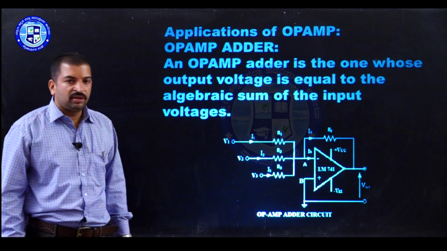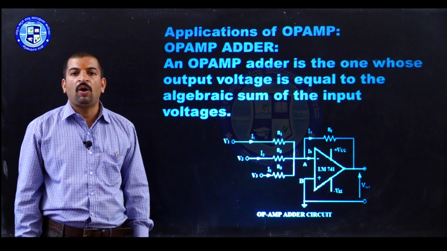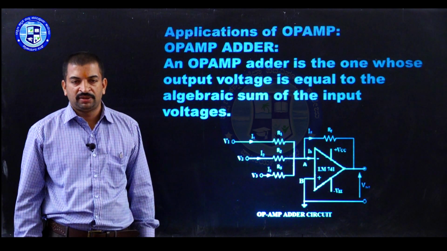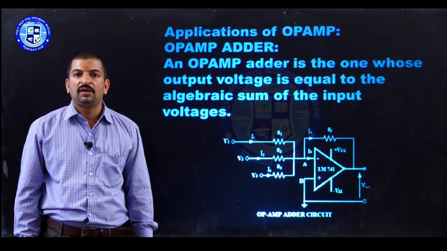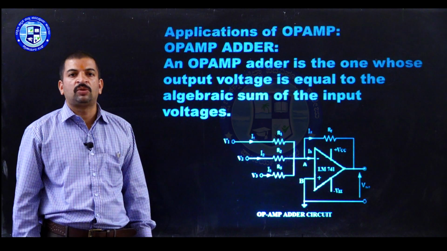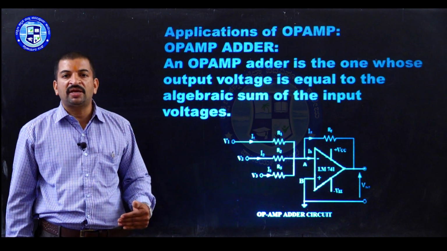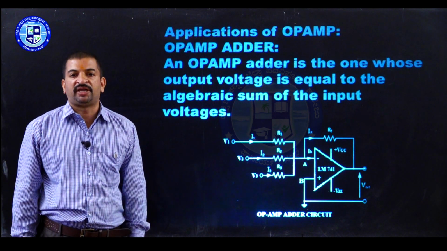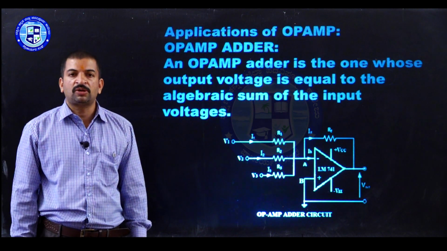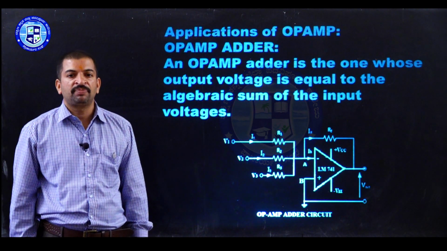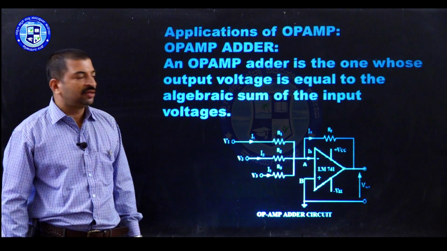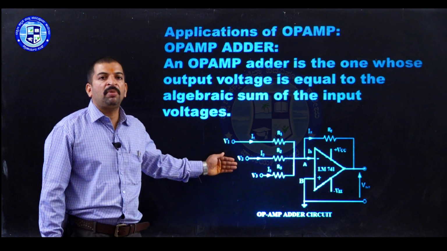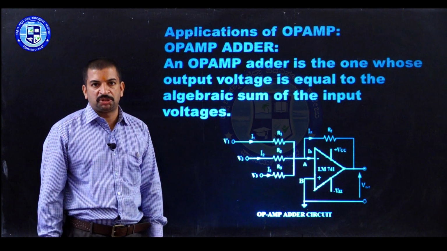The next is the op-amp adder or the summing amplifier. The op-amp adder, or the summing amplifier, is the one whose output voltage is equal to the algebraic sum of the input voltages. It can be constructed from the basic inverting amplifier by connecting a number of input resistors.